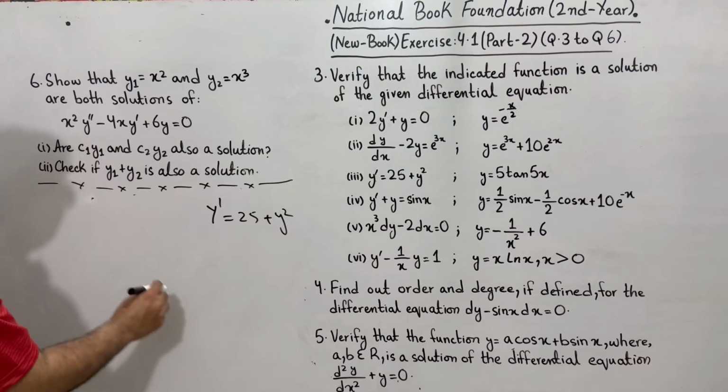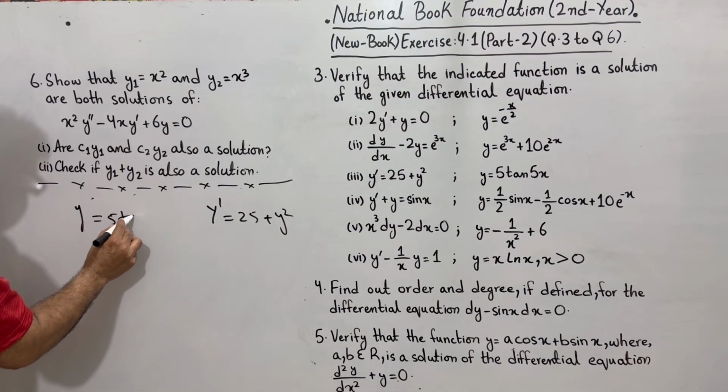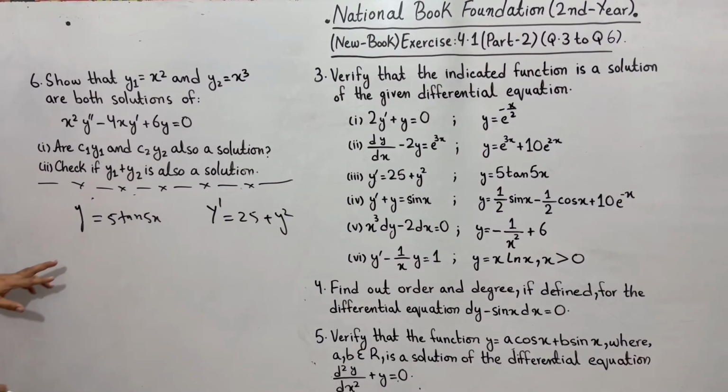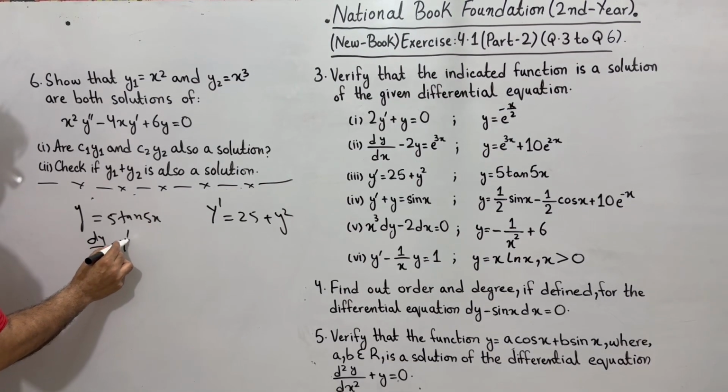What is y? Y is given to us. Y is equal to 5 times tan 5x. According to the requirement, differentiate the first time, one time only. dy over dx can also be written as y prime.